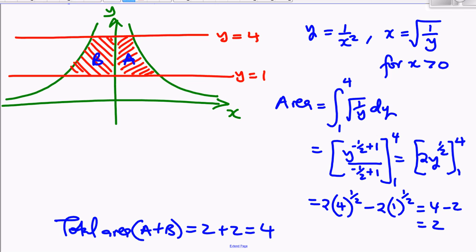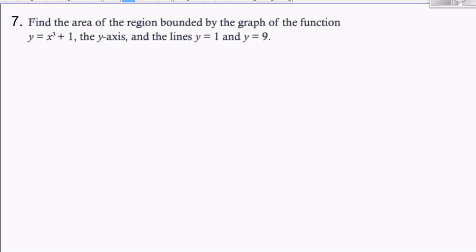I'll look at the next example. Find the area of the region bounded by the graph of the function y equals x cubed plus 1, which is just a cubic function translated 1 unit up, the y-axis and the lines y equals 1 and y equals 9. So the first thing is to sketch the graph.